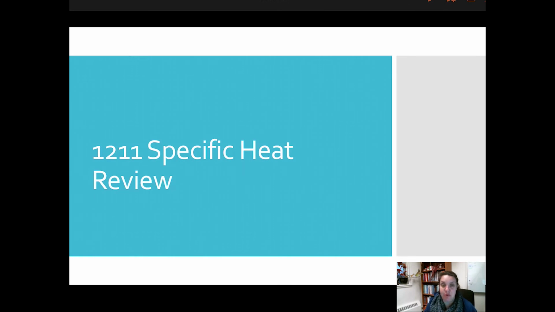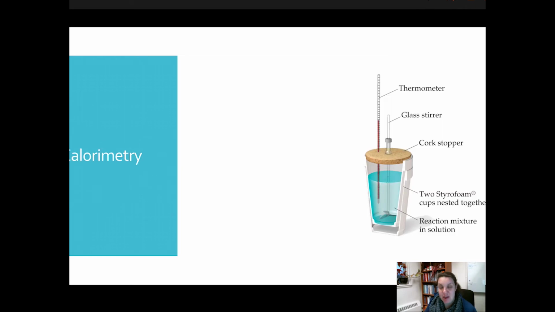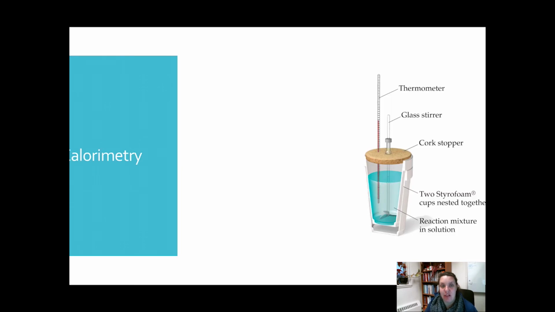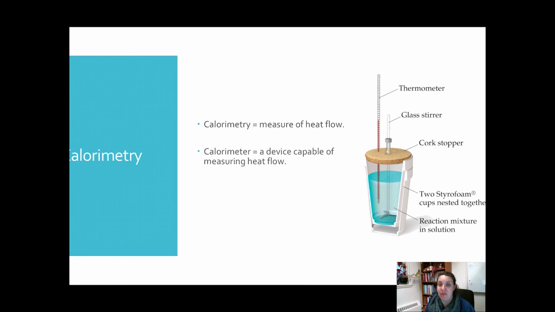It's going to be a quick review on specific heat and some calorimetry as well, and that's actually where we're going to start, with calorimetry. So calorimetry is usually how we are going to look at heat flow. Calorimetry is the measure of heat flow. A calorimeter itself is a device capable of measuring heat flow.